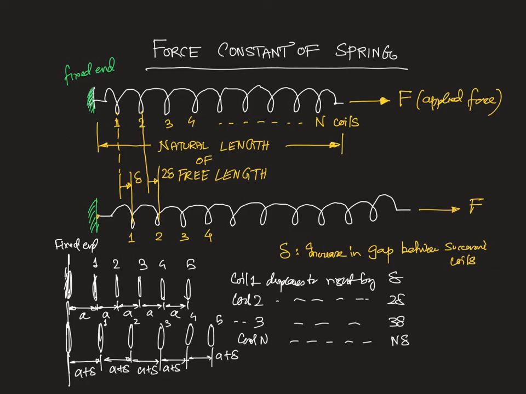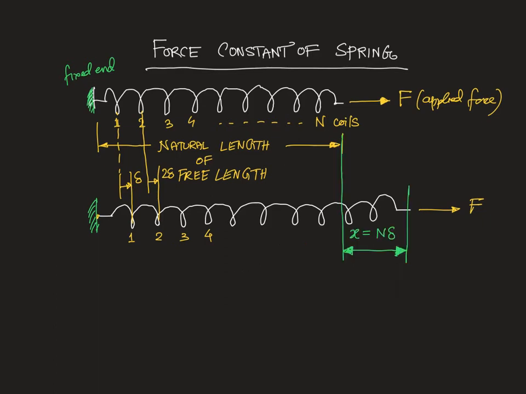So the total extension in the spring, right? What is the net extension in the spring? It is obviously n times delta if there are n coils in the spring. So that is why the total extension in the spring of n coils is X equal to n delta.